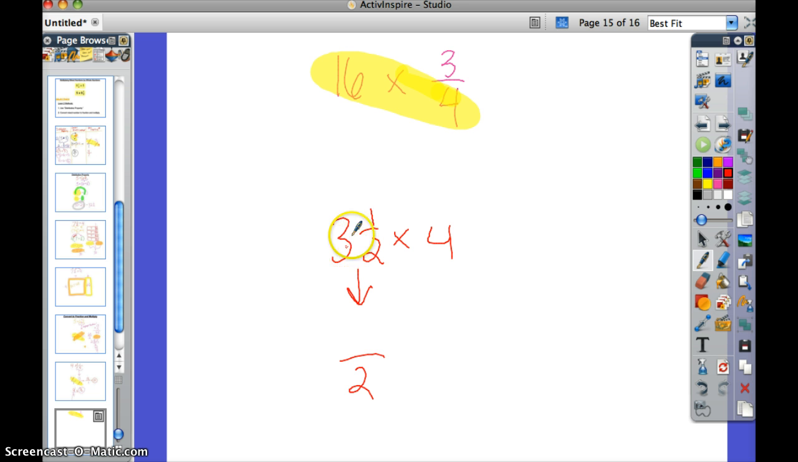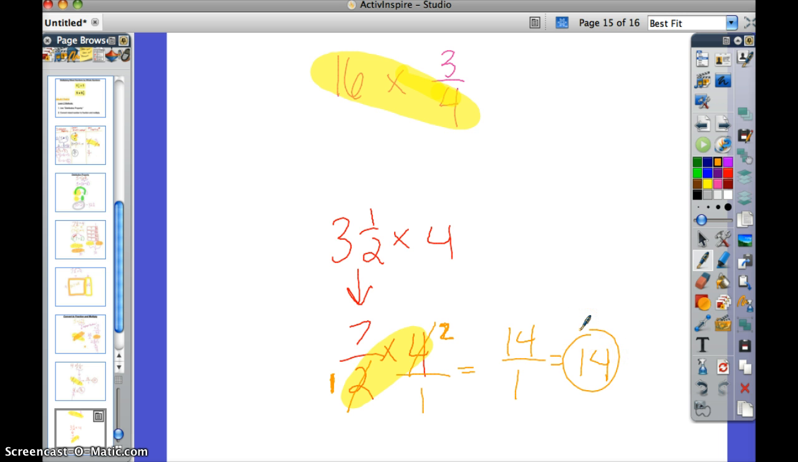2 times 3 is 6 plus 1 is 7 times 4. I hope you guys see that you're able to cross simplify here. Your greatest common factor between 4 and 2 is 2. 2 divided by 2 is 1. 4 divided by 2 is 2. And so, just add this on to make it clear, a 7 by 2 is 14 and a 1 by 1 is 1. So your answer is 14.